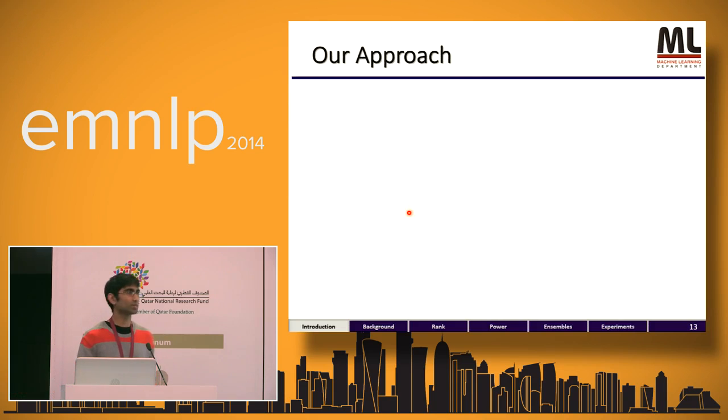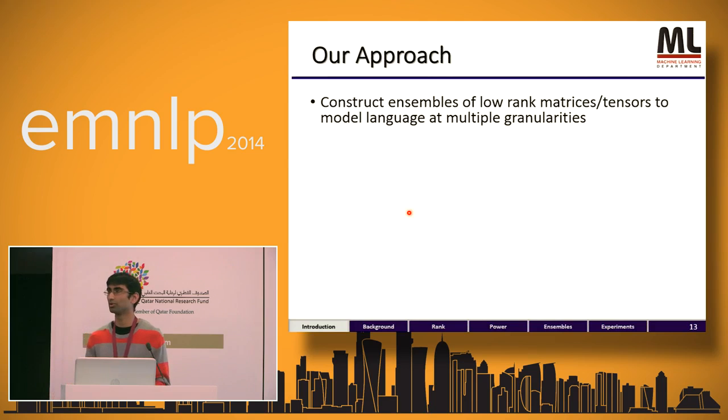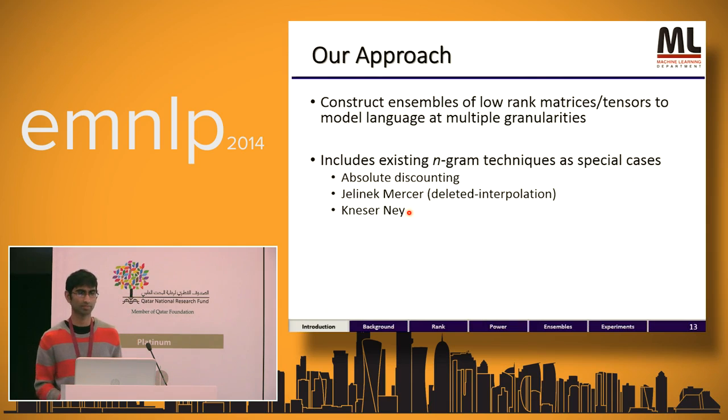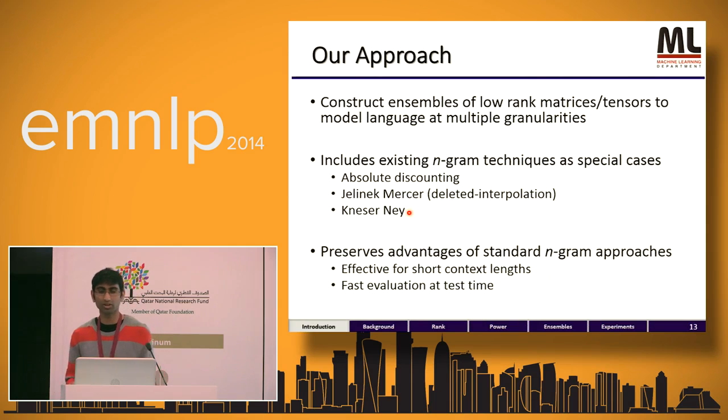So our approach is going to be to try to take the best of both worlds. We're going to construct ensembles of low-rank matrices and tensors to model language at multiple granularities. And our approach is going to include existing n-gram techniques as special cases, like absolute discounting and Kneser-Ney, which is different from previous low-rank approaches which tried to do something orthogonal. And it's going to computationally preserve the advantages of standard n-gram approaches. It will be effective for short context lengths, and it will have fast evaluation at test time.